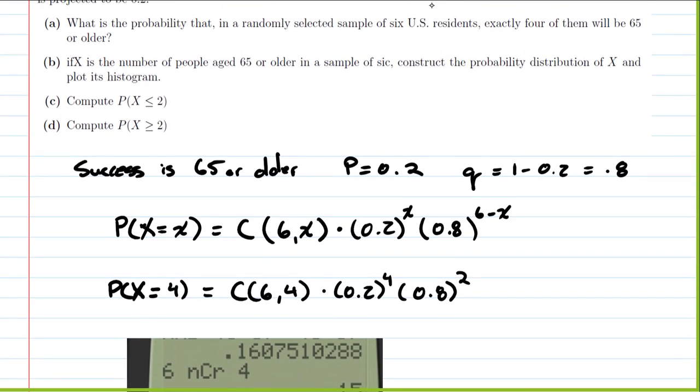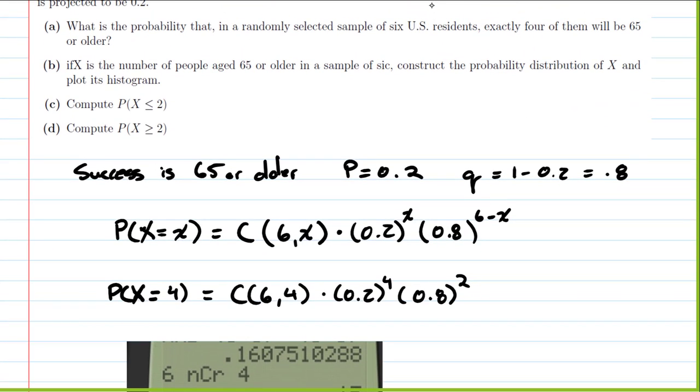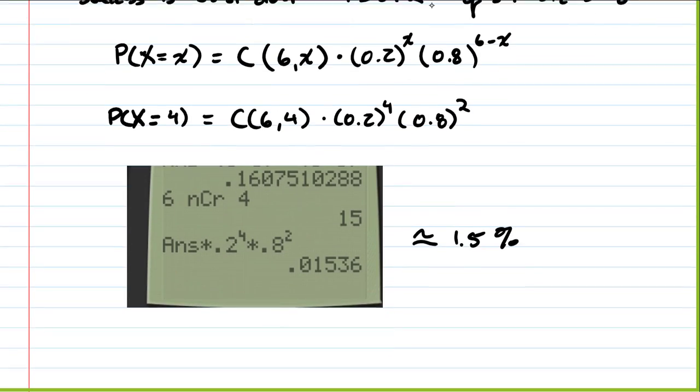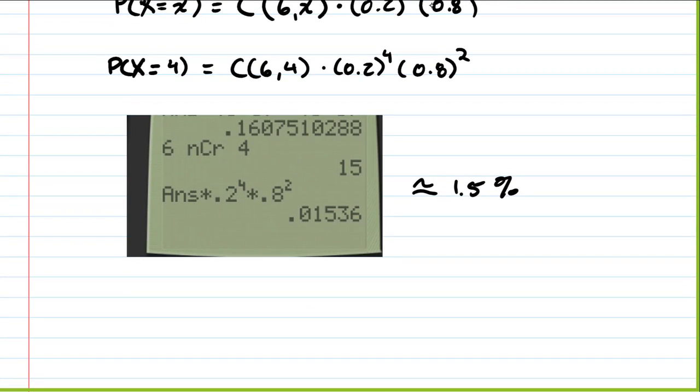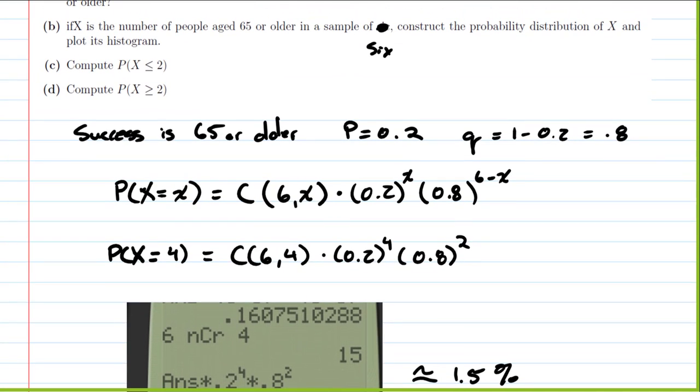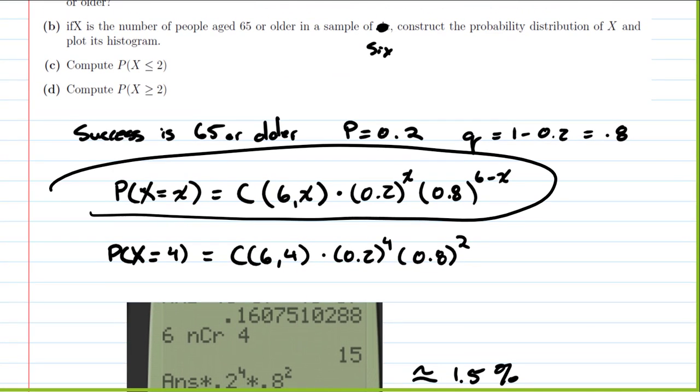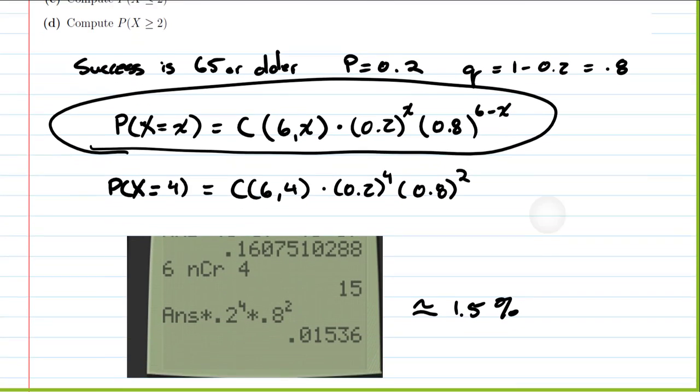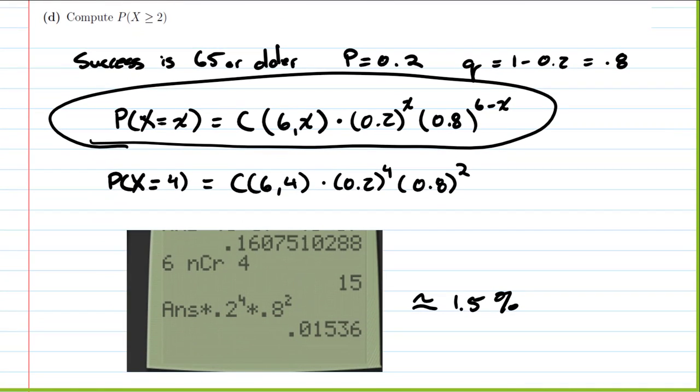All right, so B says if X is the number of people aged 65 or older in a sample of 6 people, construct the probability distribution of X and plot its histogram. So something that we can do on our calculator that is nice is we actually wrote down this nice formula here, right? Well, we can actually put this right into our calculator.